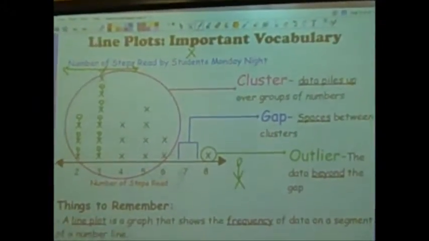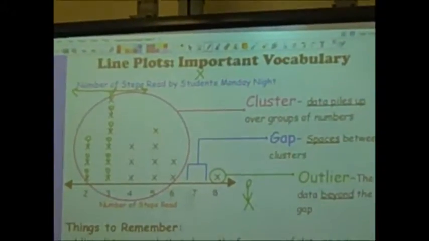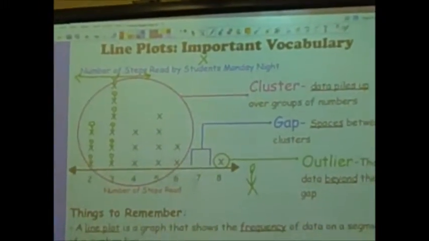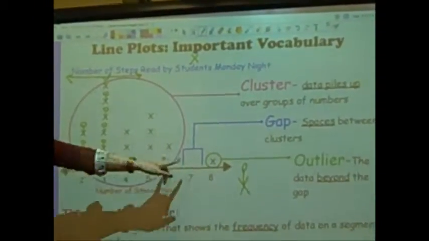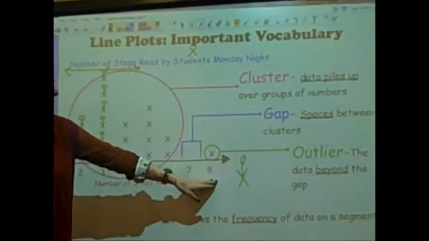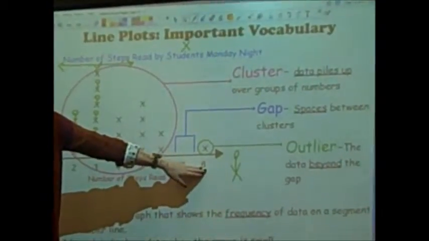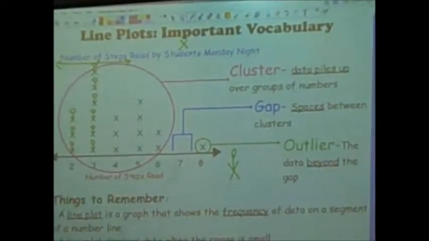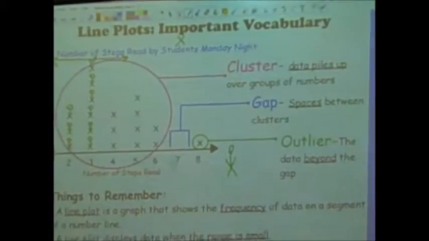So an outlier is something that is way beyond the data, something that stands out. You'll notice that there's a gap between this big cluster of students and that there's one particular student who read 8 steps. So we say they're left out of the group and they're the outlier.